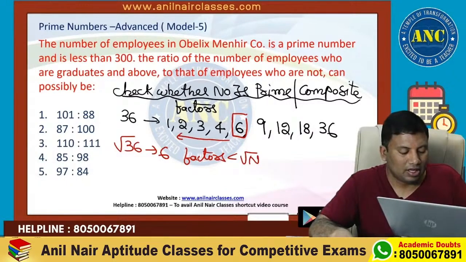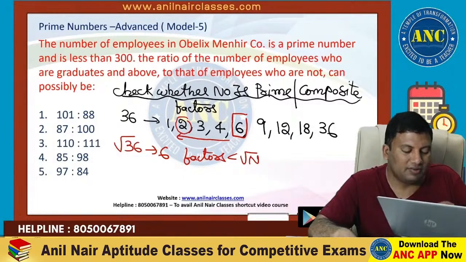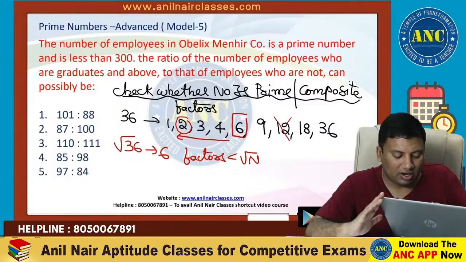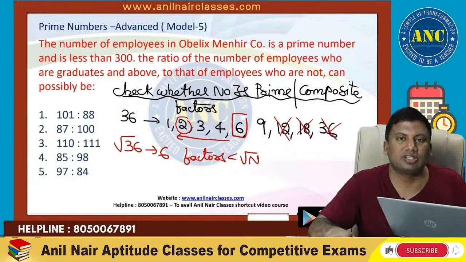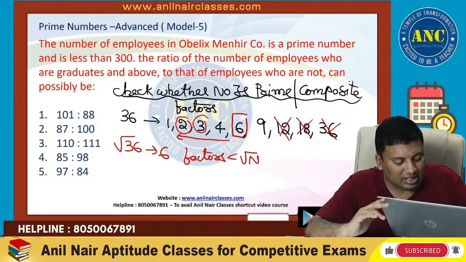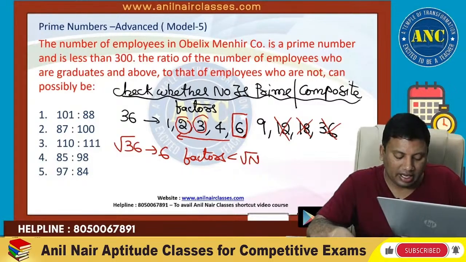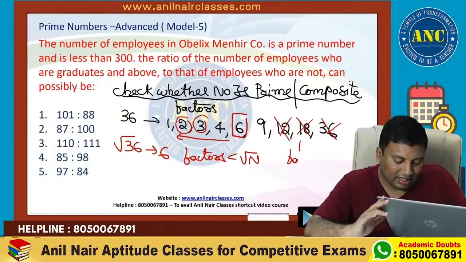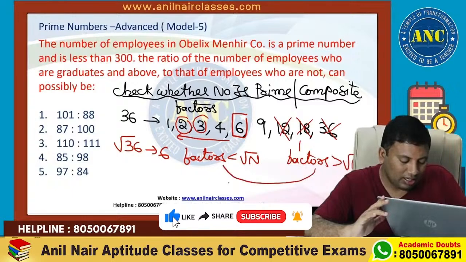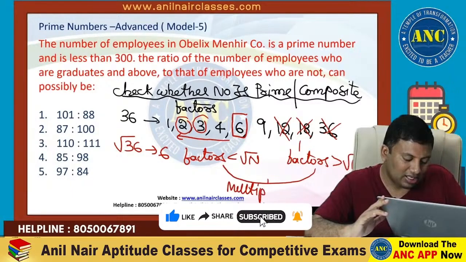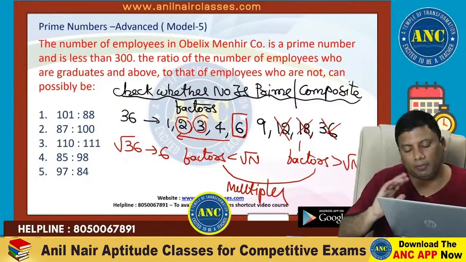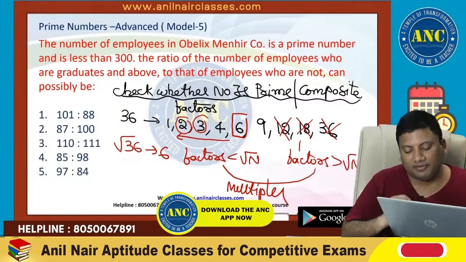Suppose 36 is not divisible by 2. It cannot be divisible by 12, 18, 36. Or if 36 is not divisible by 3, it cannot be divisible by any number which is a multiple of 3. Can I say factors greater than root 36 are actually multiples of factors less than root 36? Are you all with me? 9 is a multiple of 3. 12 is a multiple of 2 and 3. 18 is a multiple of 3 and 2.